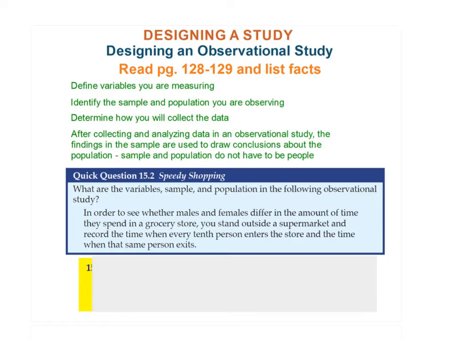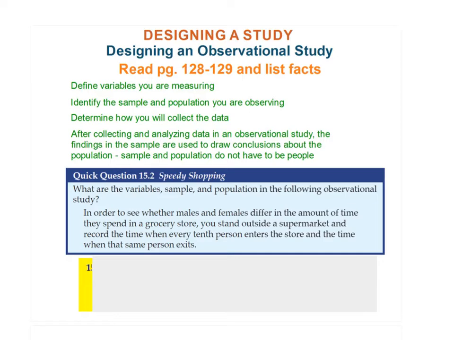Will you do an experimental study? Will you do a survey? Or will it be observational? And then after collecting and analyzing the data in an observational study, the findings in the sample are used to draw conclusions about the population. Sample and population do not have to be people.